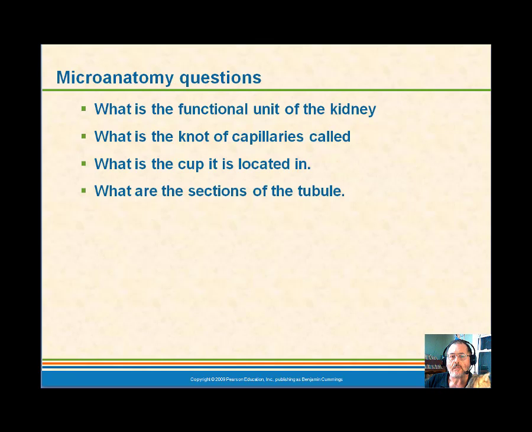Microanatomy questions then that we would ask: what is the functional unit of the kidney? And there, the answer that we're looking for is the nephron. What is the knot of capillaries called? That's the glomerulus. What is the cup? It is the Bowman's capsule, and it is located as part of the proximal end of the renal tubule. And what are the sections of the tubule? We have the proximal convoluted tubule, the distal convoluted tubule, and in between, the loop of Henle.